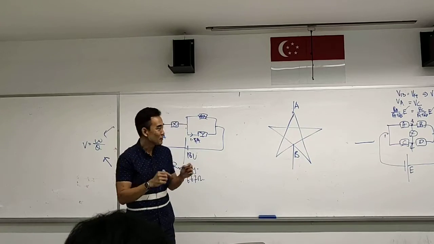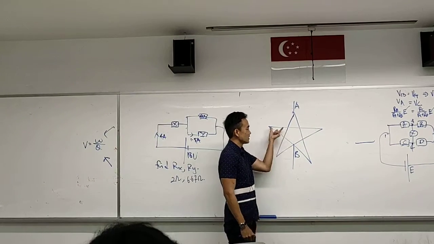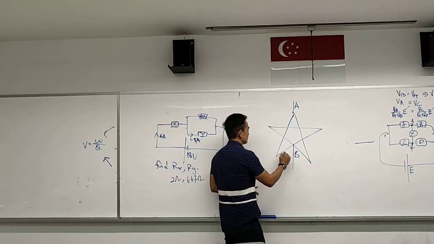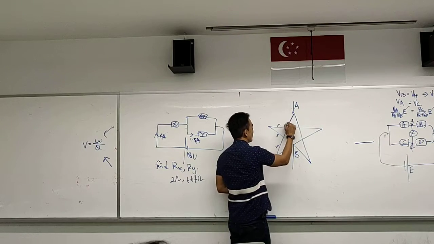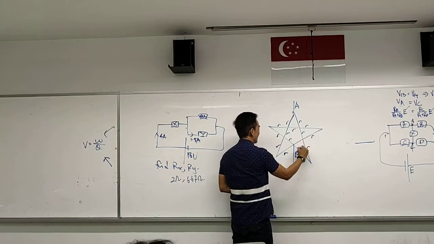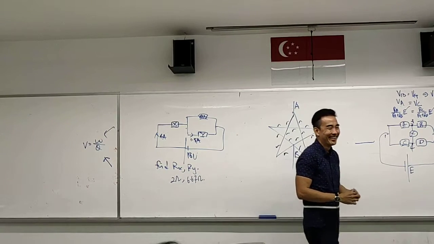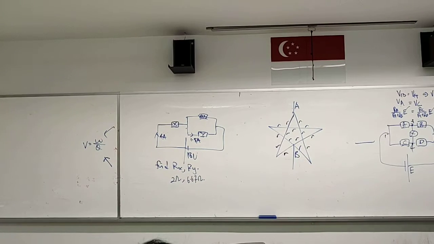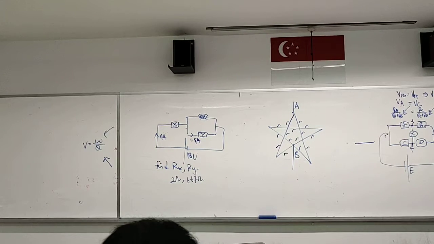Okay, guess what I'm going to ask you? If each length you see here has a resistance R, then, Hannah, what's the effective resistance across AB?